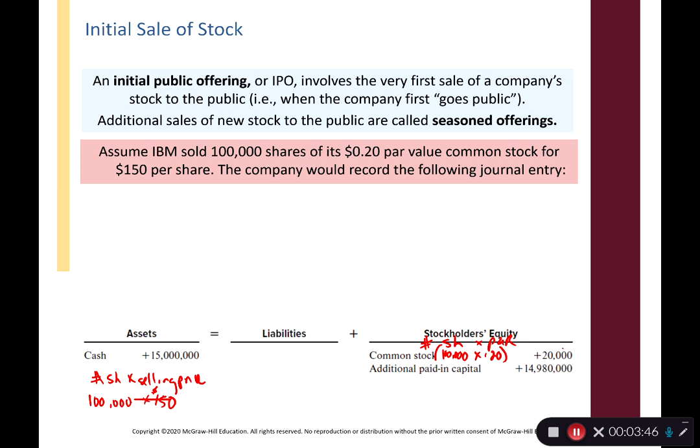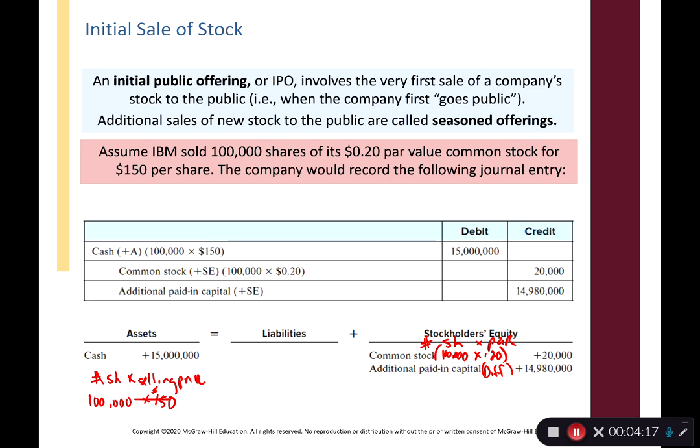The selling price of the stock is determined by market conditions. The par value, remember, is just an amount set by the state you incorporate in. So when all said and done, assets and equity both go up by the full 15 million. The par value just impacts which accounts get that 15 million. Common stock is the number of shares times par, and then additional paid-in capital is the difference to make the accounting equation balance. To convert that to debits and credits, to make assets go up, we debit them. So we're going to debit cash by, again, the number of shares times the selling price.